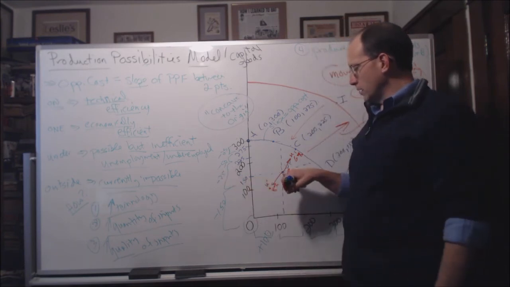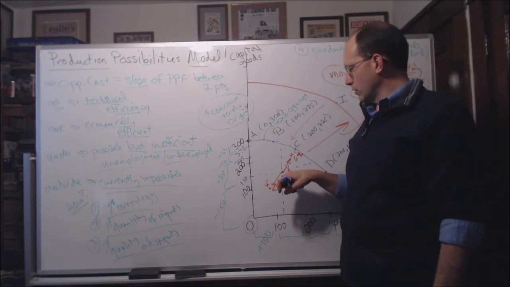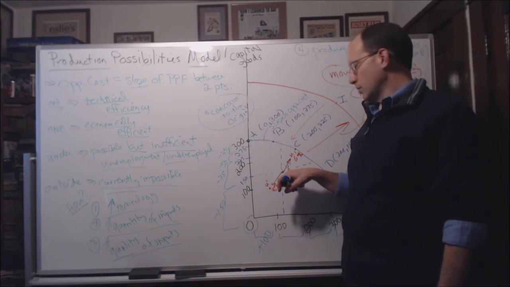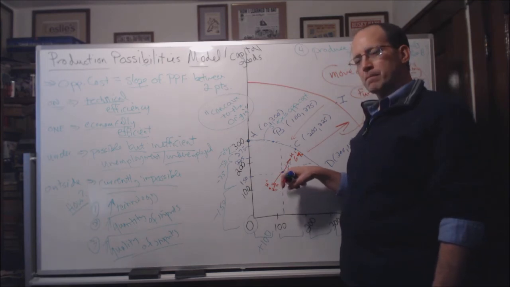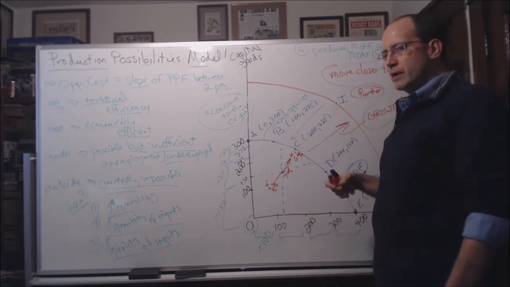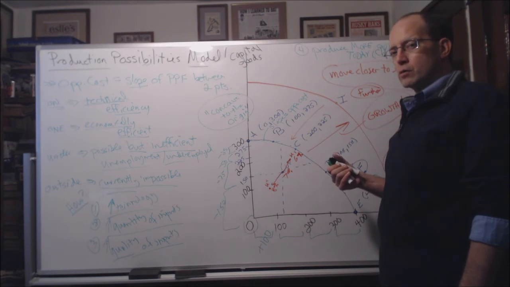Inefficiency down here is like going on Facebook or Twitter or Instagram or whatever, while you're supposed to be studying for econ. So you're really not studying to your utmost. You're performing underneath your potential. A point like I, which is a higher score than what you can get here, means you've got to figure out a new way to do things, a new technology or more hours or what have you.